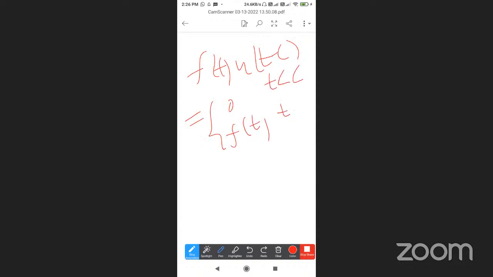What is the second shifting? It is f of t into u of t minus c, which is equal to 0 for t less than c, and f of t minus c for t greater than or equal to c. That is on page number 189. You have to apply the Laplace transform on both sides.